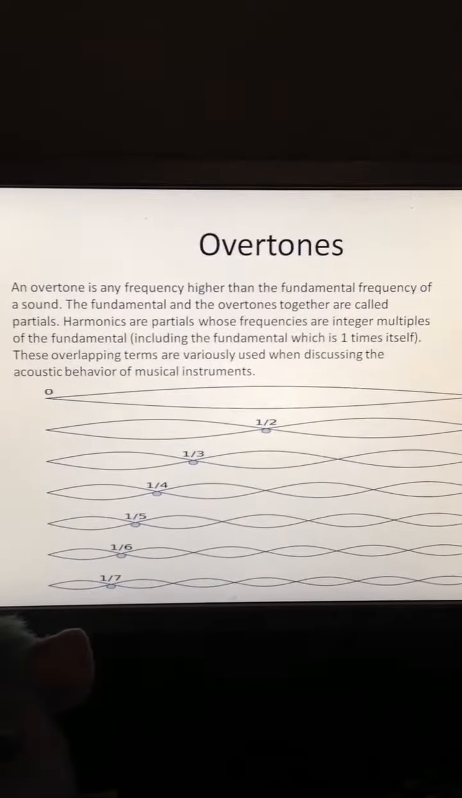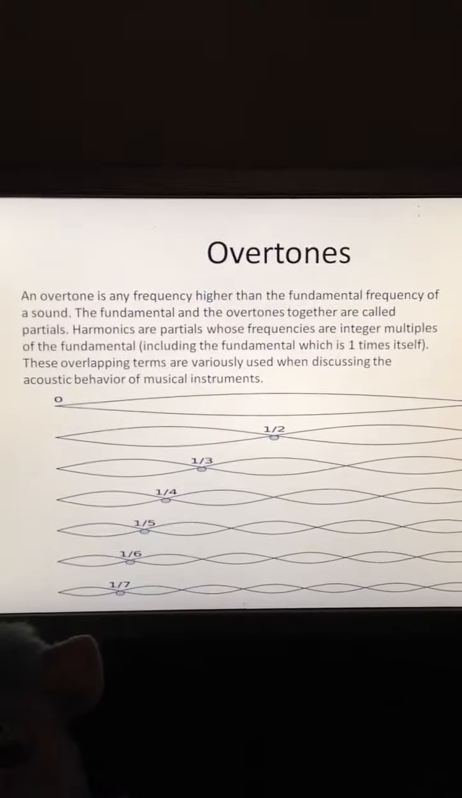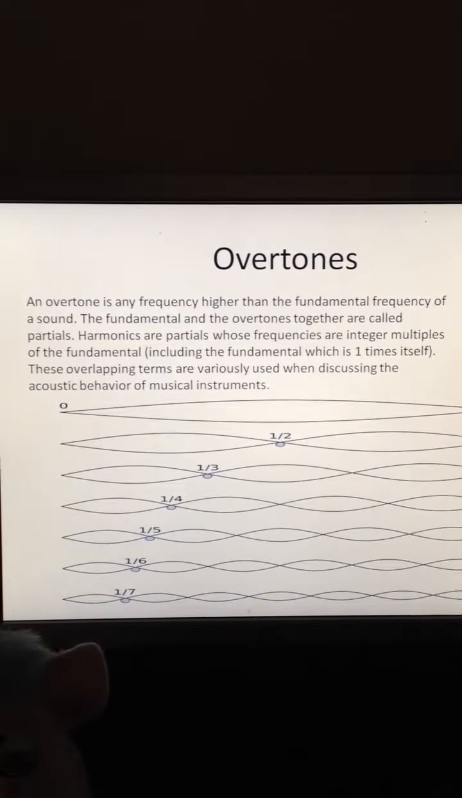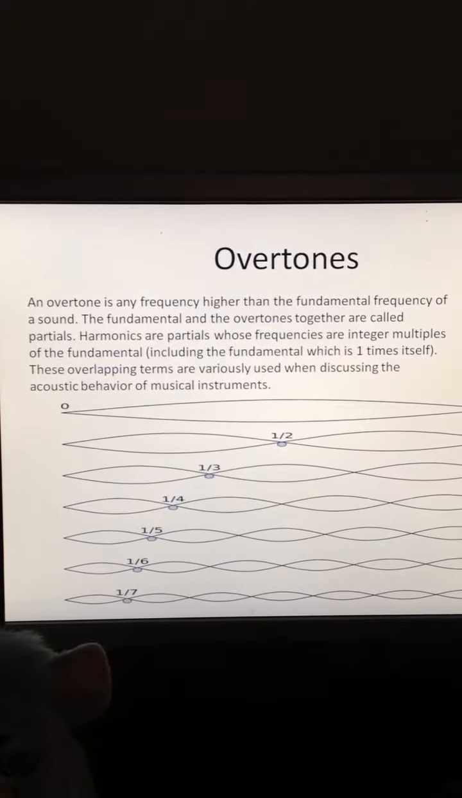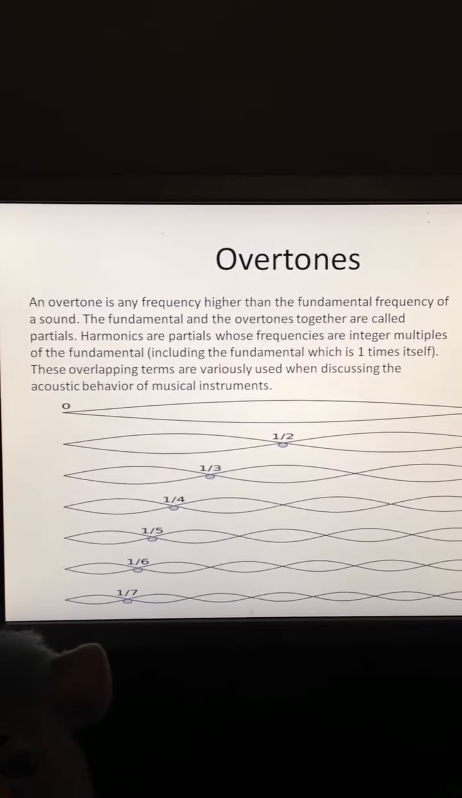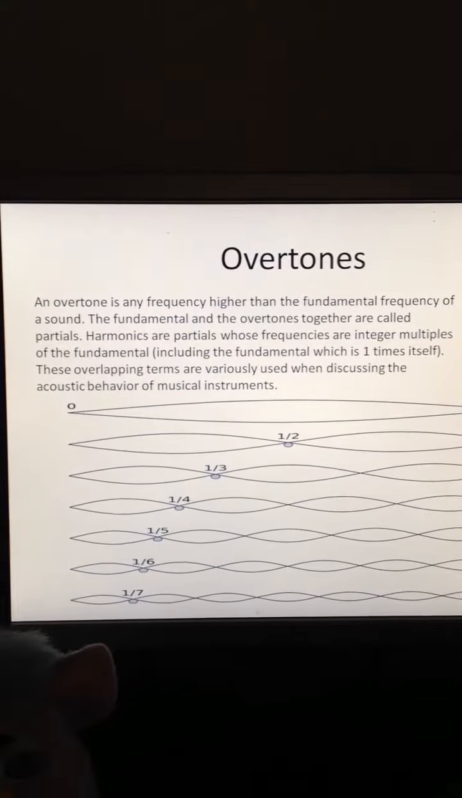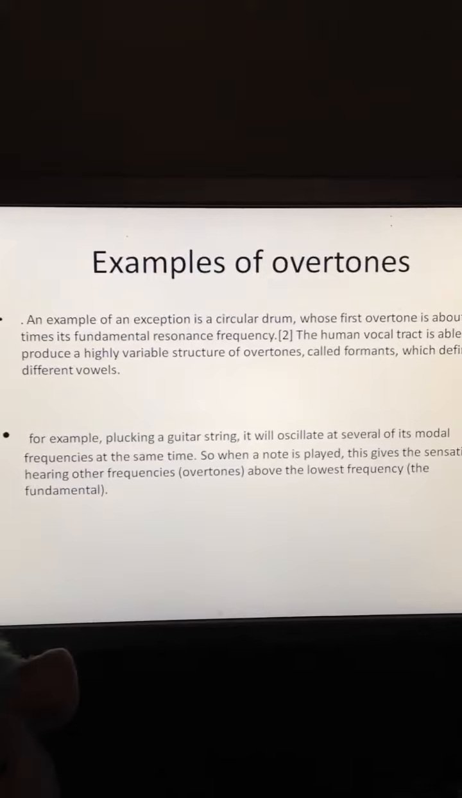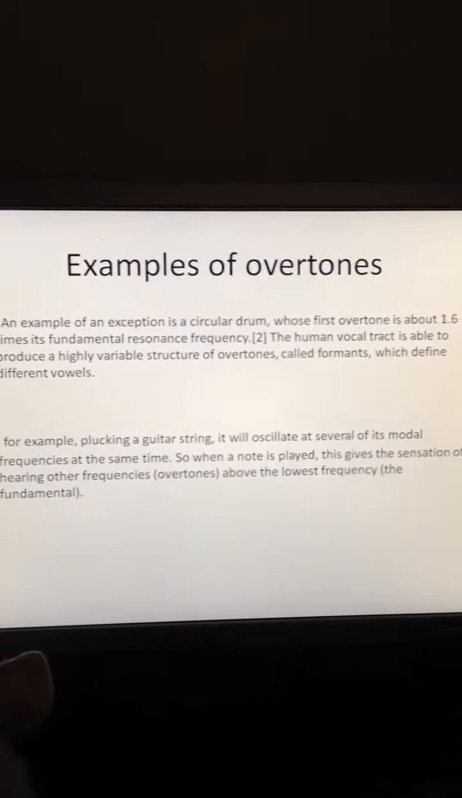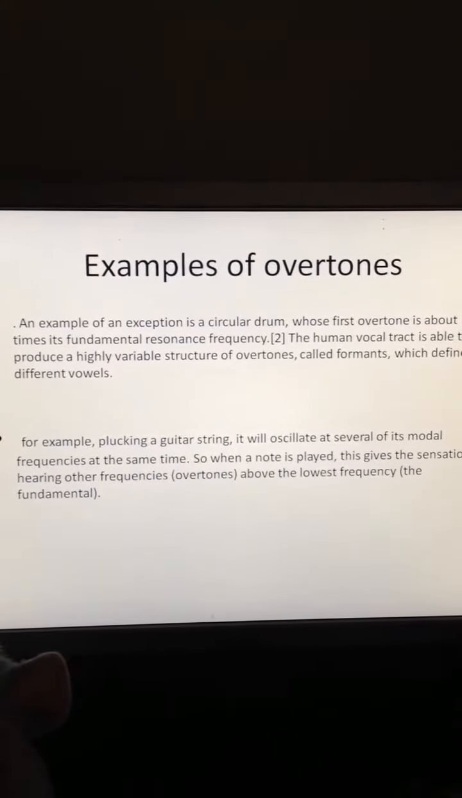An overtone is any frequency higher than the fundamental frequency of a sound. The fundamental and the overtones together are called partials. Harmonics are partials whose frequencies are integer multiples, so harmonics are partials. Some examples of overtones: an exception is a circular drum, whose first overtone is about 1.6 times its fundamental resonance frequency.